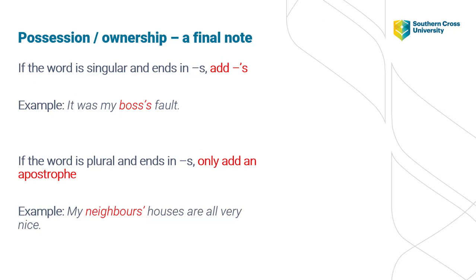If the word is plural and ends in S, then we only add the apostrophe. So a good example is my neighbours' houses are all very nice. So we have more than one neighbour and we just put the apostrophe after the S. There is no need for another S.